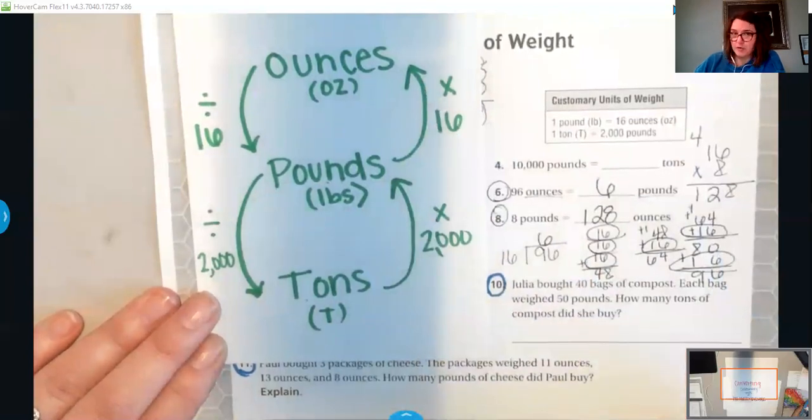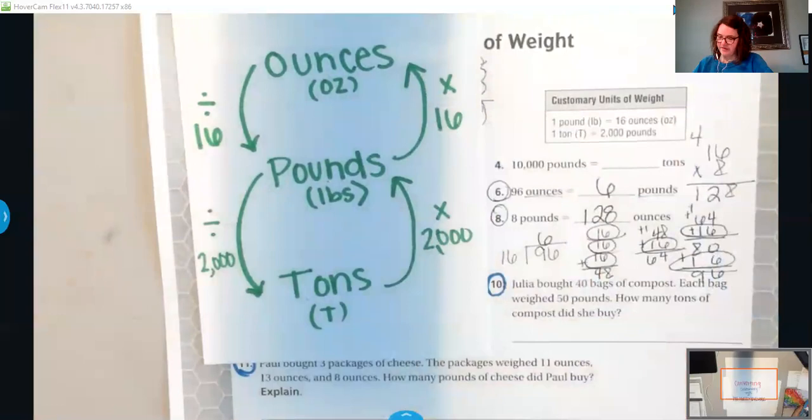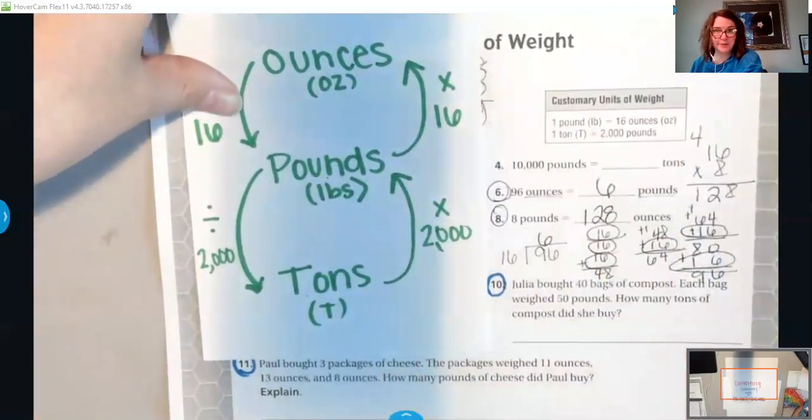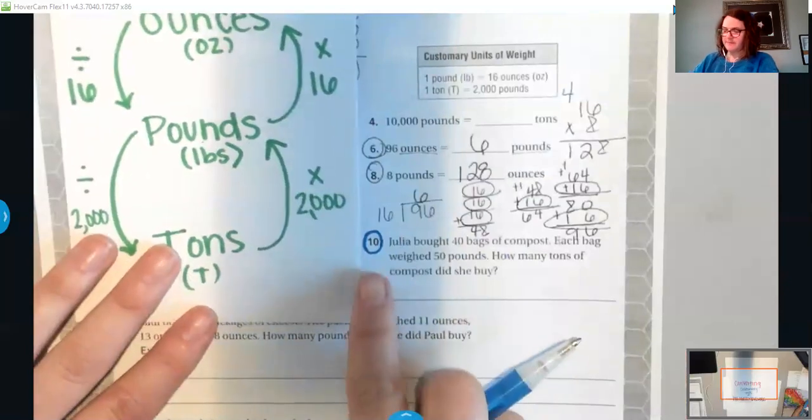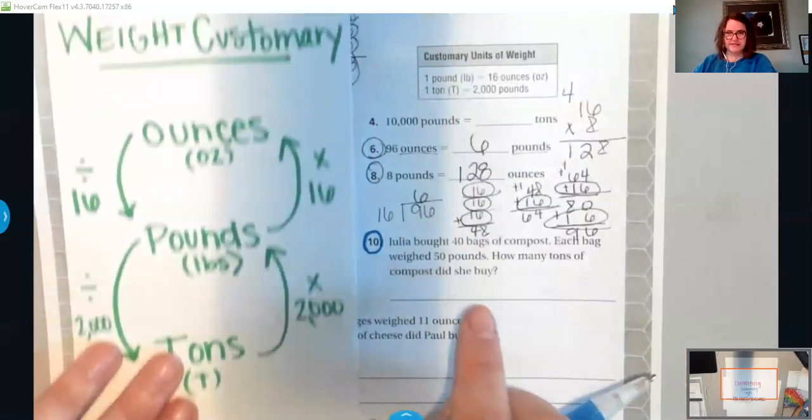Let's now look at some word problems that have to do with customary weight. Let's start with number 10. Number 10 is going to be a multi-step problem.